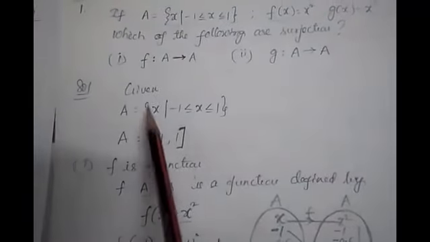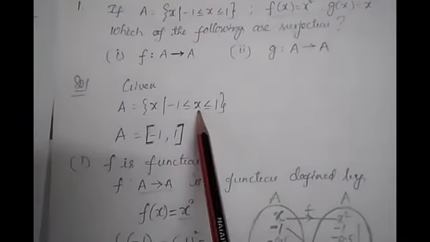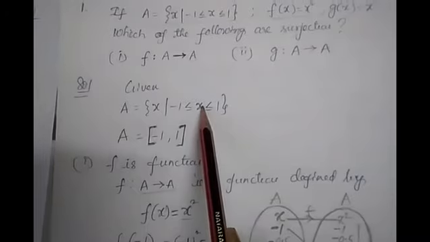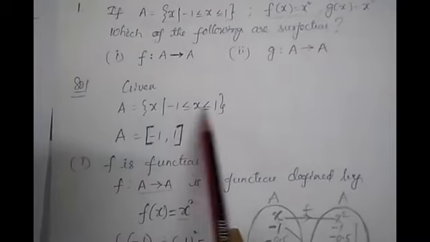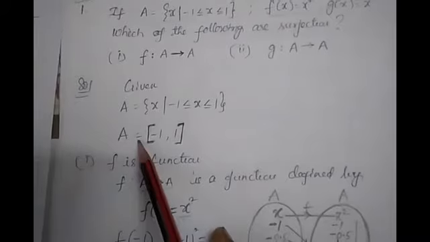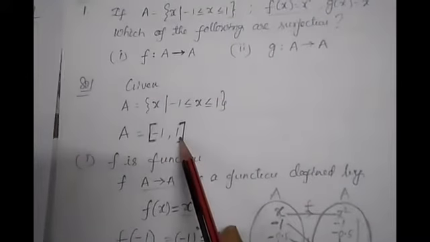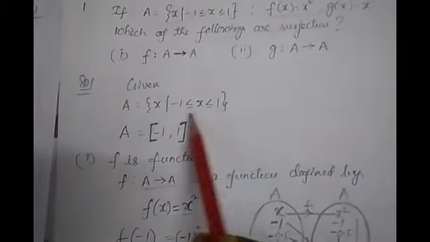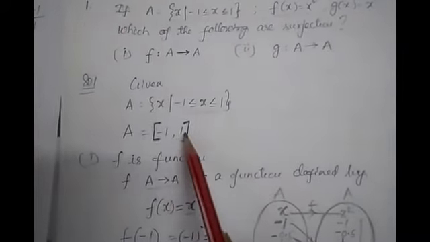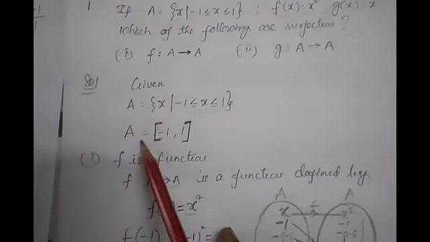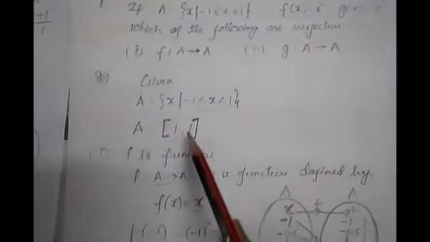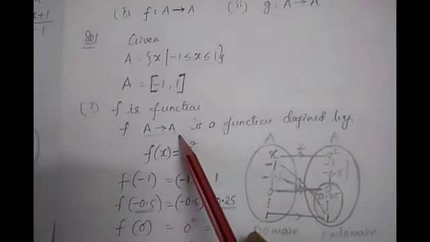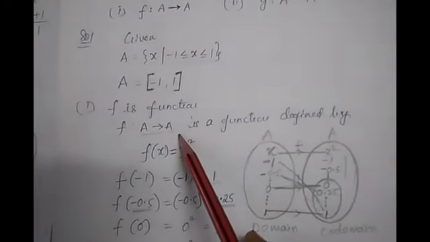Given A equals the set of all x such that minus 1 less than or equal to x less than or equal to 1. This means what? The x values range from minus 1 to 1. That means A equals the closed interval minus 1 to 1. We can write minus 1 less than or equal to x less than or equal to 1 as the closed interval minus 1 to 1. The values of A are in this interval. Now we have to prove whether the function f from A to A is a surjection or not.